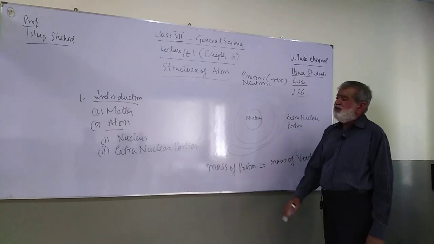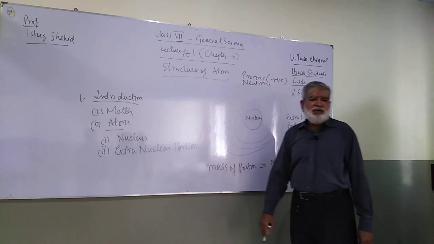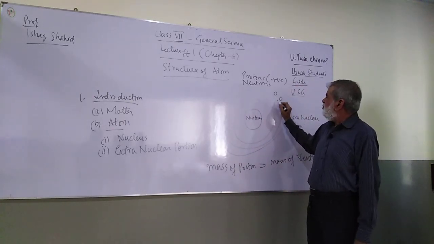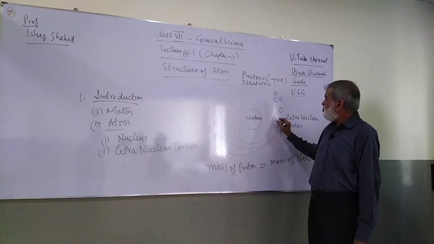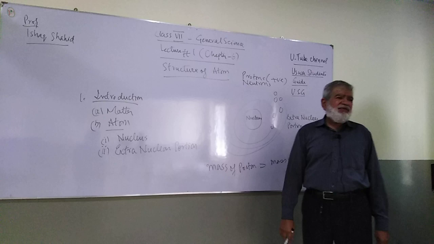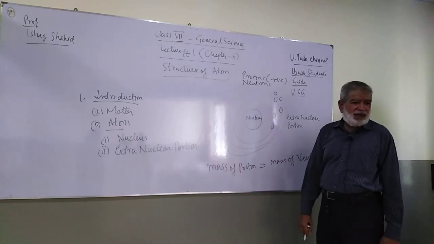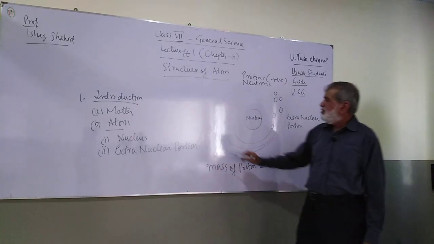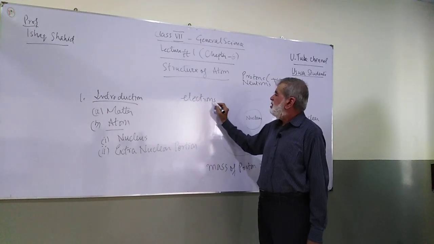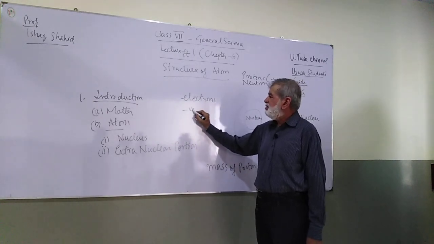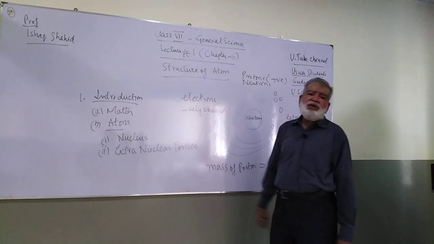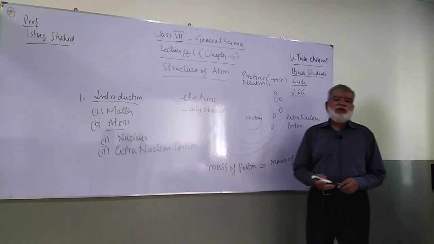The electrons revolve around it in the extranuclear portion, and they are negatively charged particles. So electrons are negatively charged. The atom on the whole is electrically neutral.